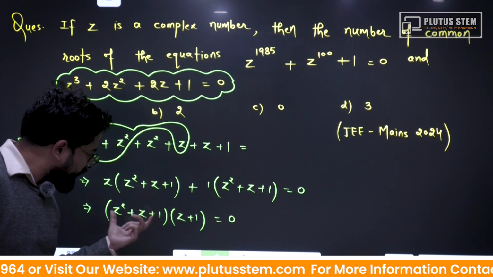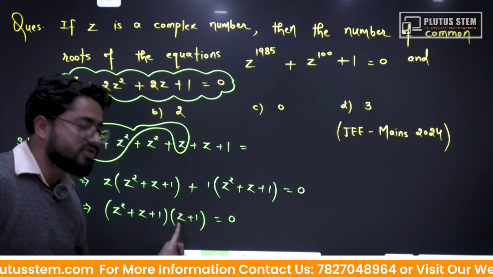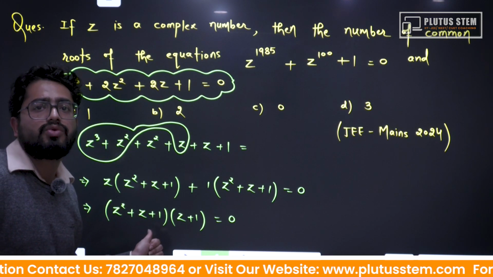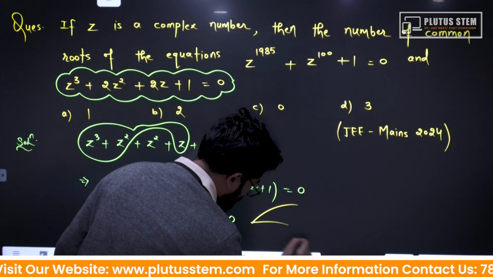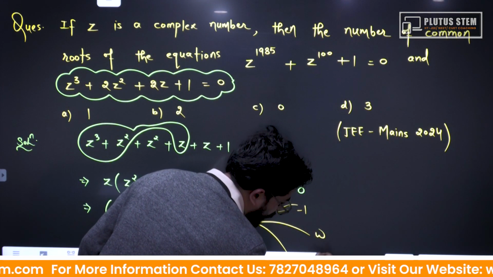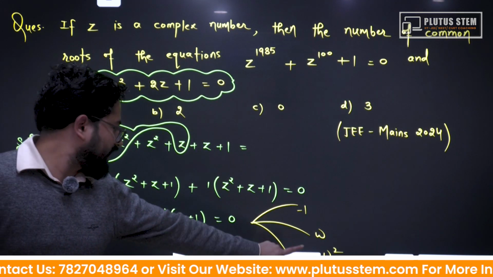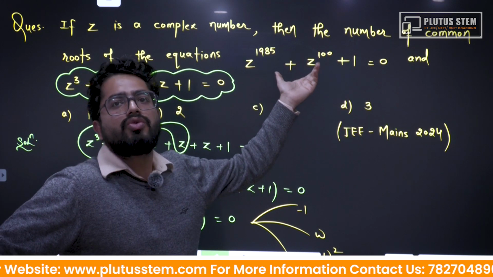So we already know that either this factor is 0 or that one is 0. Whenever z plus 1 is 0, the value of z will be minus 1, and whenever z square plus z plus 1 is 0, we know the two roots are omega and omega square. So the roots are minus 1, omega or omega square. These are the three roots. Now you have to check how many common roots we have.